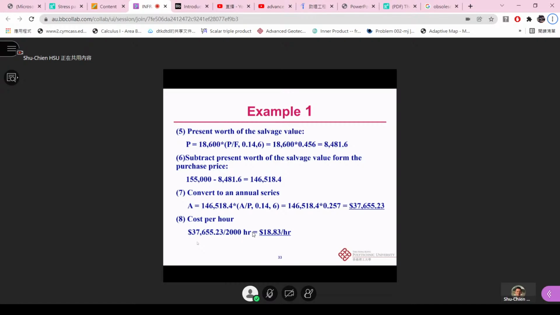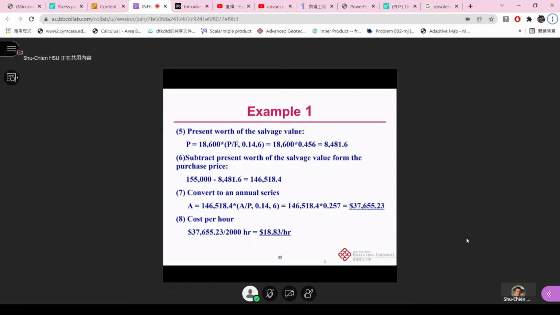So that we can convert it to an annual series, like the A is equal to 146,580.4 times the bracket of the AP, 14%, 6. So we finally get the annual value is the 37,655.23. And then we can get the cost per hour. Now it's just further divided by 2,000. So it should be $18.83 per hour. All right, so this is the kind of the ownership cost.